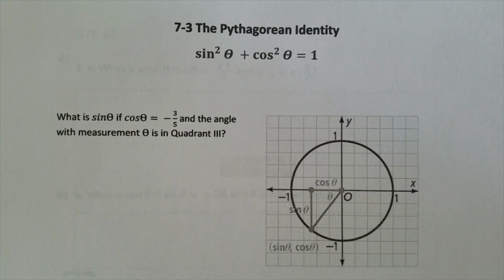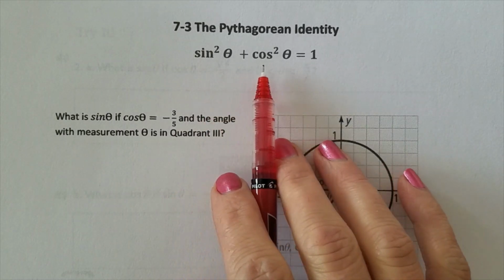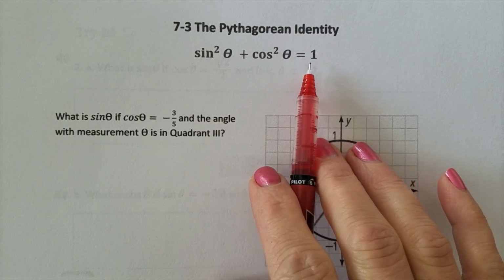Here we go. Let's finish up our last topic in trigonometry. So we are going to discuss the Pythagorean identity today. Sine squared theta plus cosine squared theta equals 1.